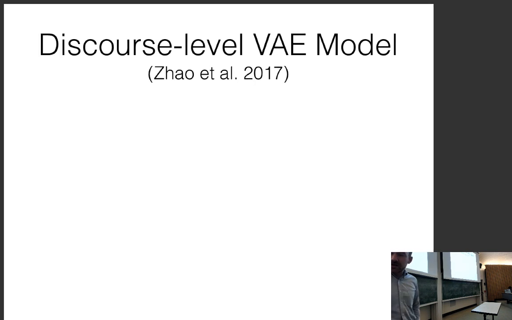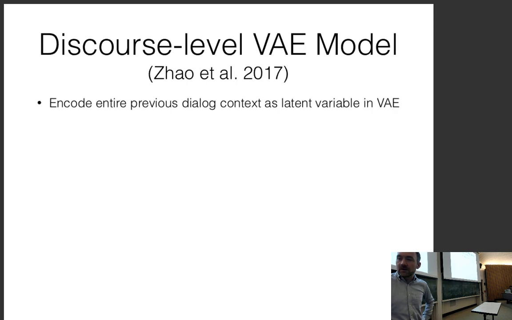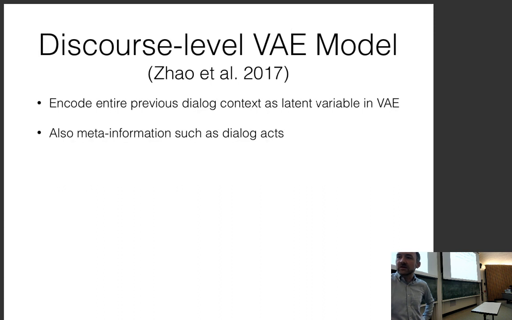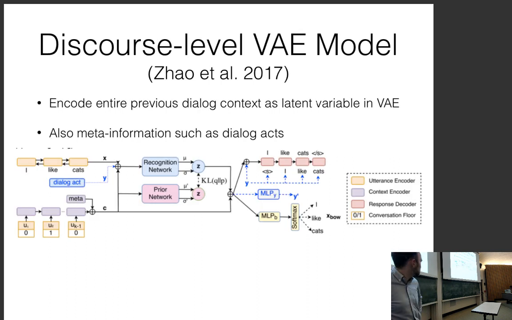So this is a discourse-level VAE model. This was actually done here at CMU by Tiancheng Zhao. And he basically encoded the entire previous dialogue context as a latent variable in the VAE, and also used meta information such as dialogue acts. So the model is a little bit, I won't say complicated, but it's a little bit more involved than the other model.